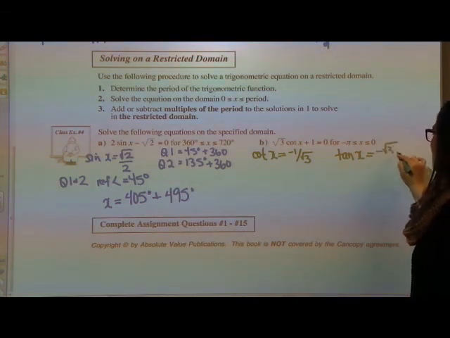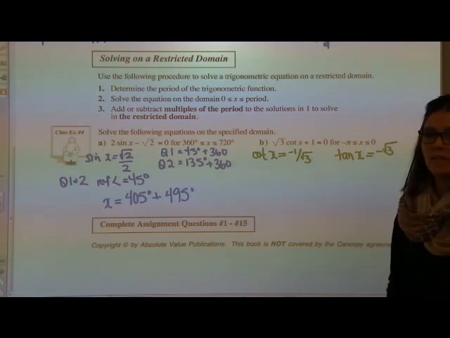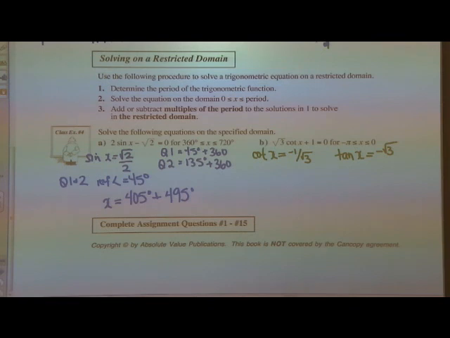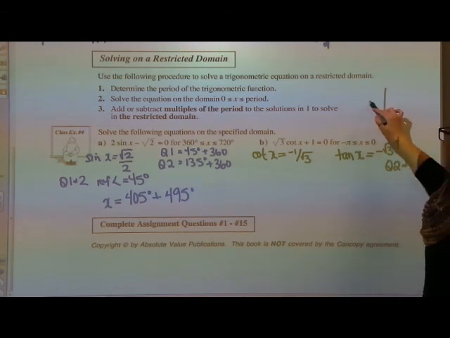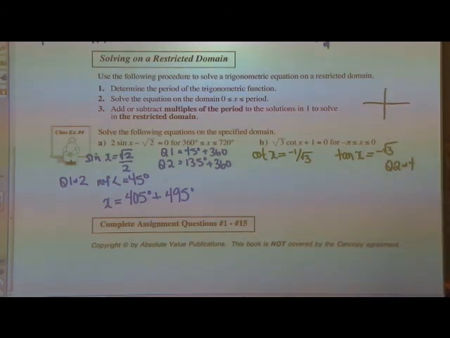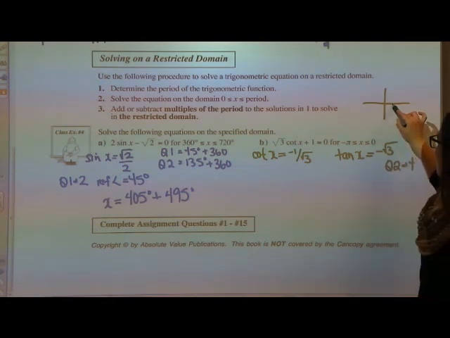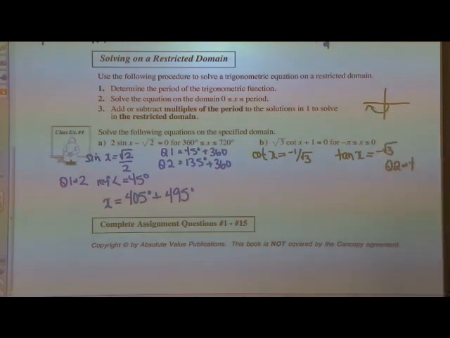Negative root 3. So tangent would equal negative root 3. Okay? Now what? Determine quadrants. So what quadrant is tan in? Q2 and Q4. Okay. But remember, I have to be from negative pi to 0. So negative pi to 0 is actually going clockwise. So which quadrant would I have to be in? Just in quadrant 4. So I don't need quadrant 2.